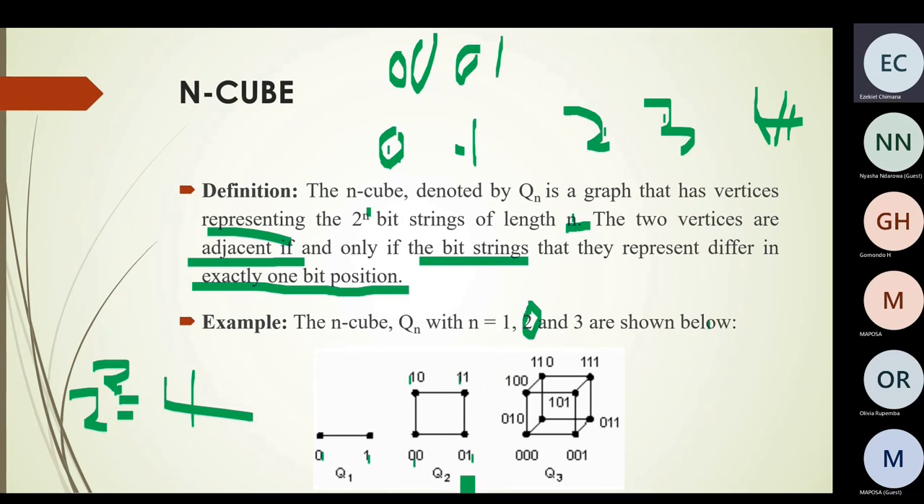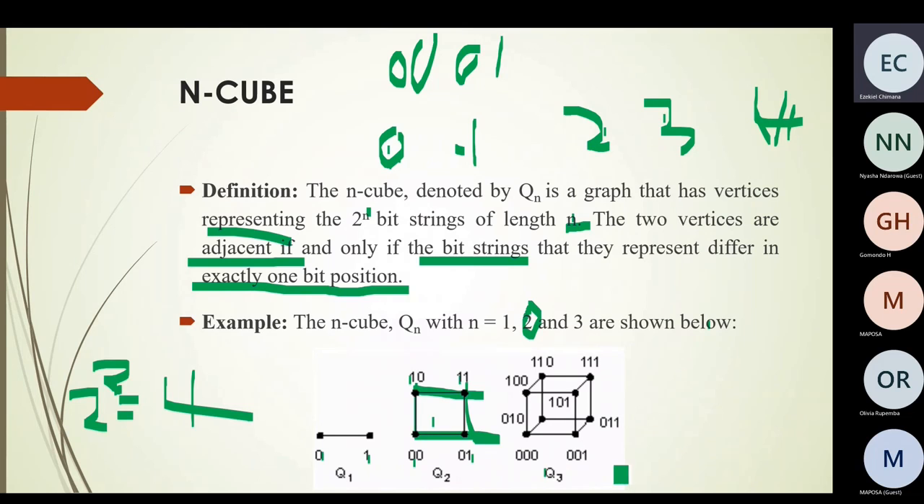So how do you connect them? You connect them using this principle. They must differ in exactly 1 bit position. So this is why you link this one with this one, this one with this one, and this one with this one. So this will be the result of 2 to the power 3, or that cube. This will be your result.